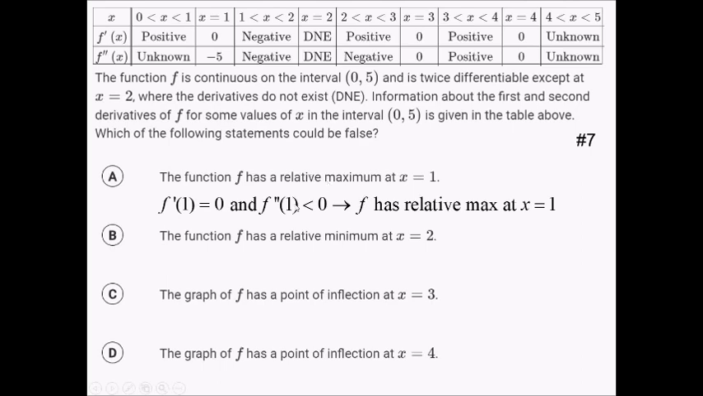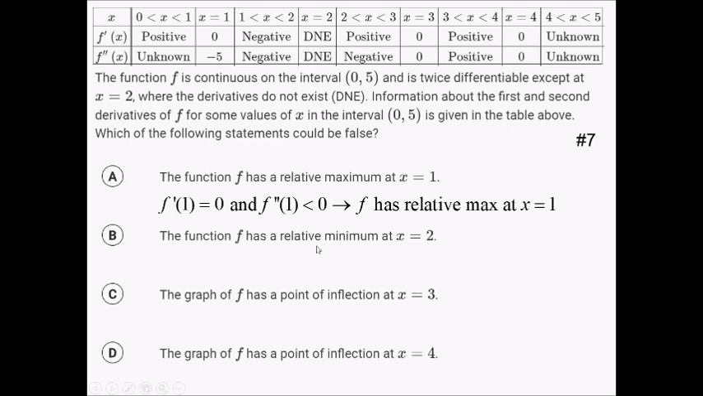We know the point actually exists to begin with at x equals 1 because they told us we were continuous across the entire interval. So we're not going to really be worried about any of these points not existing as a way of disqualifying having mins, maxes, or points of inflection. All right, so let's move on to option B.